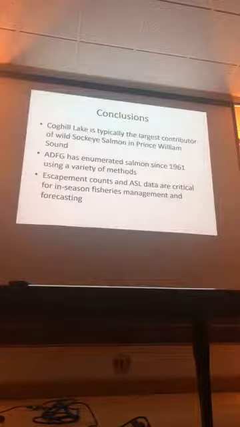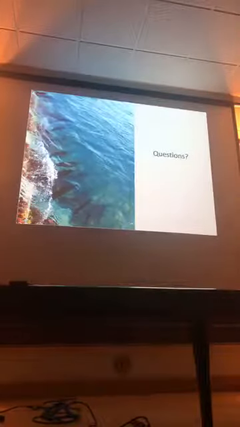To conclude, Coghill Lake is typically one of the largest contributors of wild sockeye salmon in Prince William Sound. Fish and Game has monitored this system since 1961 using a variety of methods, and escapement counts and ASL data are critical for in-season fisheries management and forecasting. And with that, I'd like to open it up to questions.